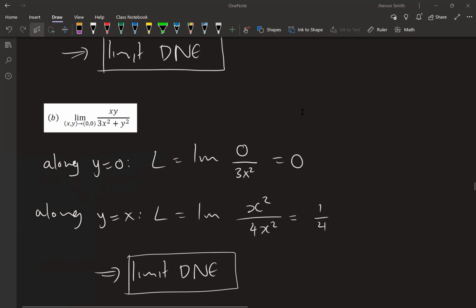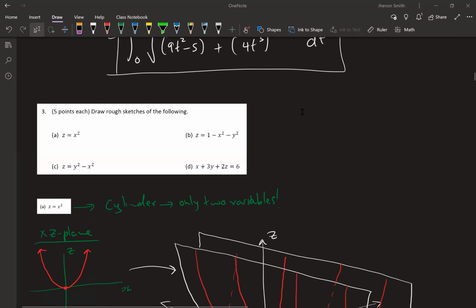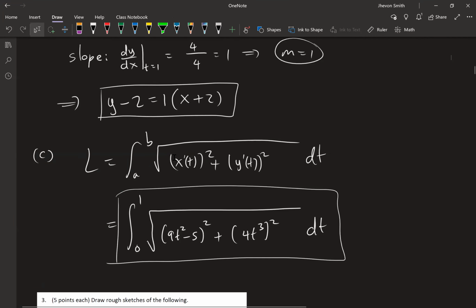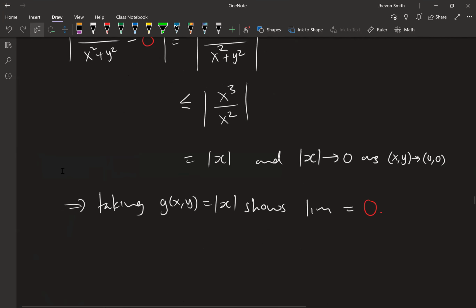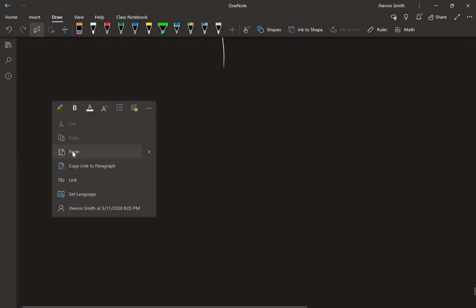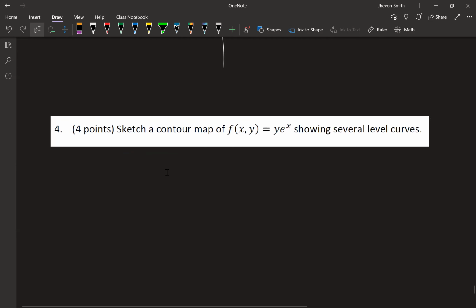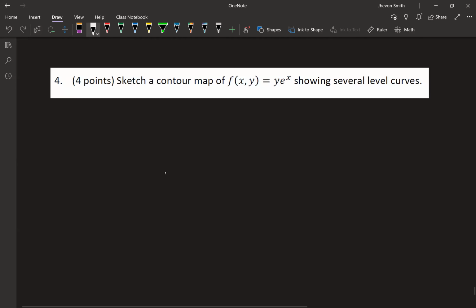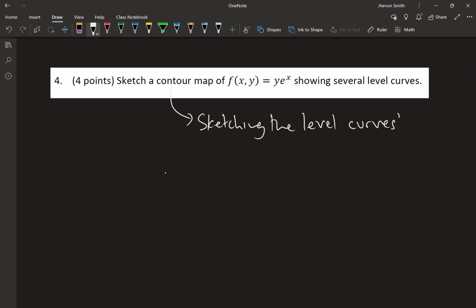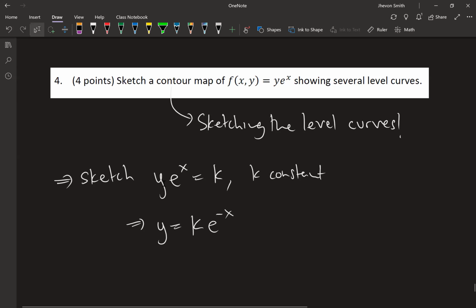Last bonus problem. Sketch the contour map. So remember, a contour map is just sketching the level curves, right? So this is just sketching the level curves. And so that just means you want to sketch things that look like y e to the x equals k, where k is a constant. What does it mean to sketch that? Well, I can just solve for y. This just means I'm sketching a bunch of y equals k e to the minus x for different k's.